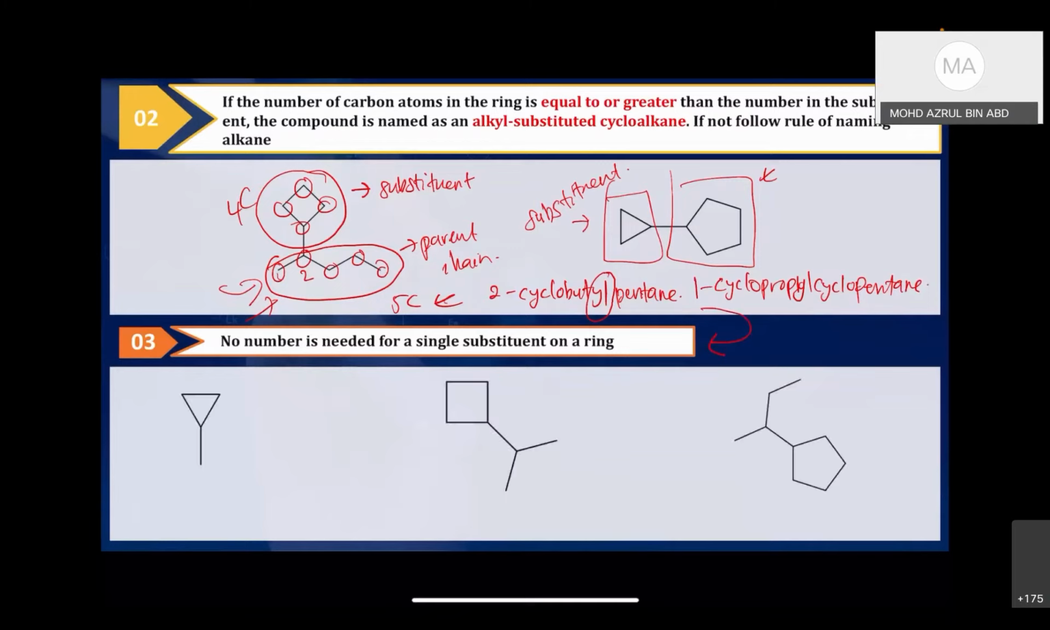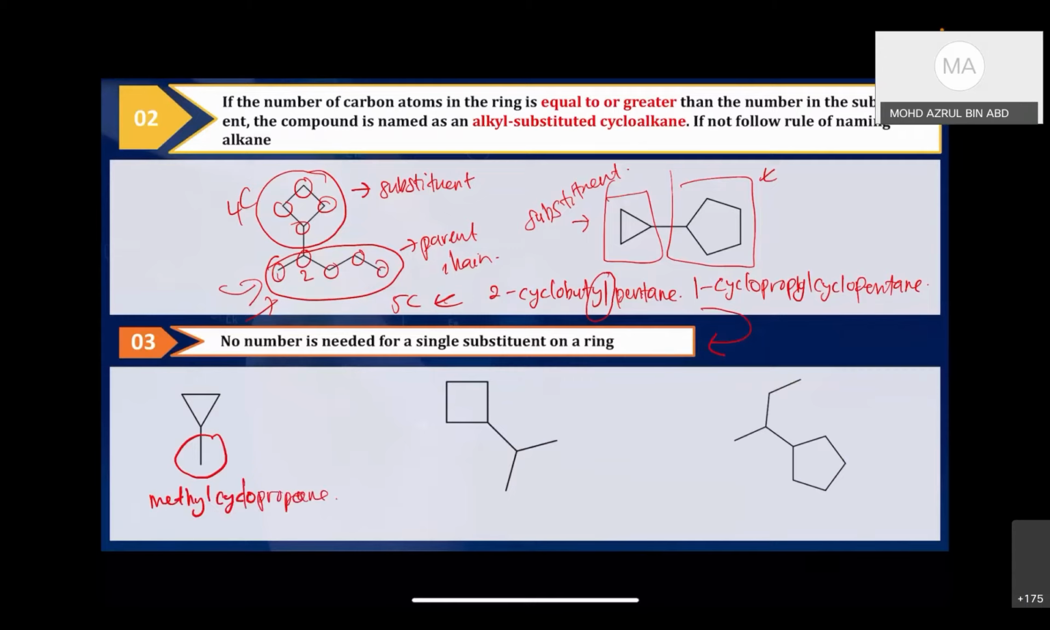For example, like this one. Since it has just one substituent here, we simply name this compound as methylcyclopropane. Okay, propane, same as this one.